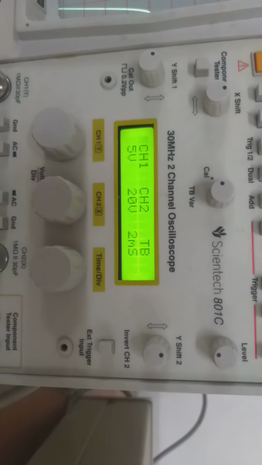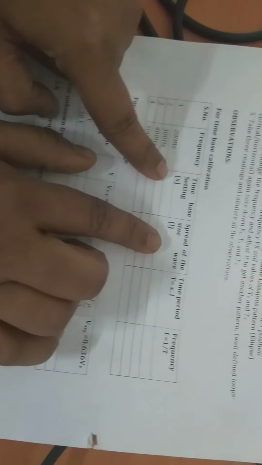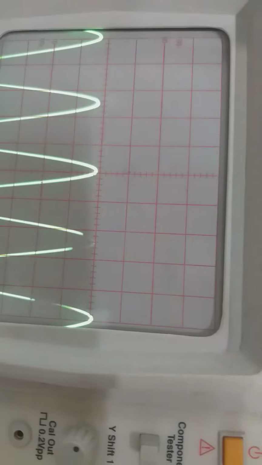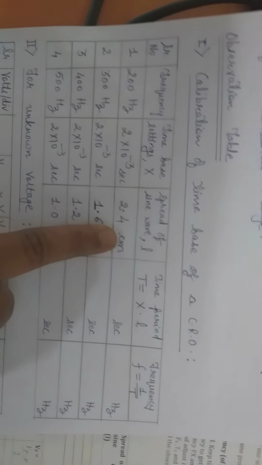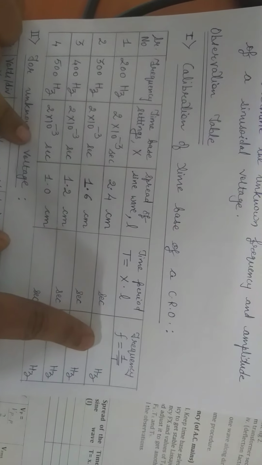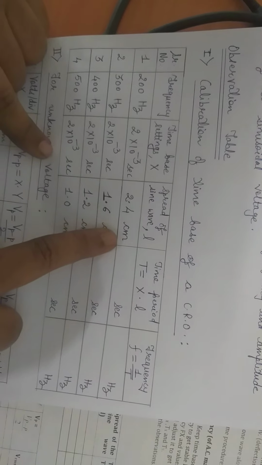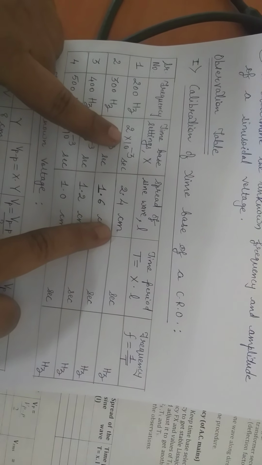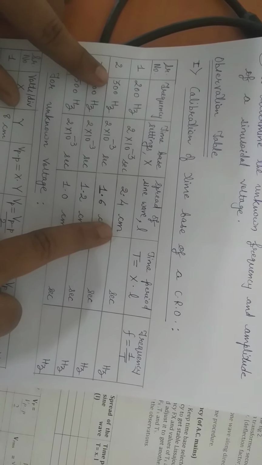After multiplying by 10 to the power minus 3, you have to measure the spread of the sine wave. Just now I told you that the spread of the sine wave is 2.4 centimeter. So you will write down 2.4 centimeter here and then you will calculate the time period as well as the frequency. This table we are going to upload in the Google Classroom also. So our first reading is 2.4 centimeter. You will calculate the time period and the frequency. You have to take one precaution, that this conversion should be done. Okay, after this you will take the second reading.